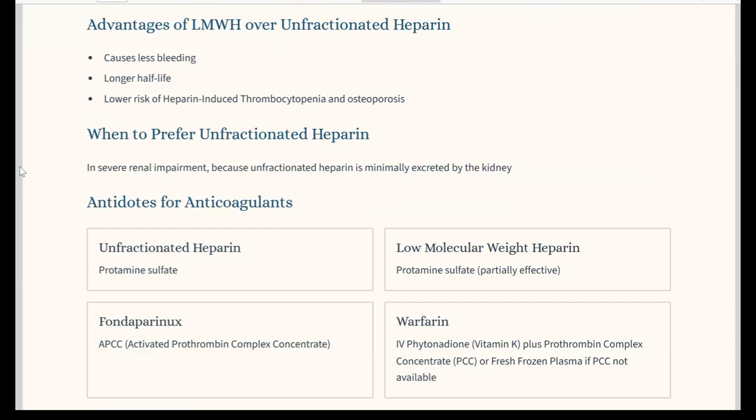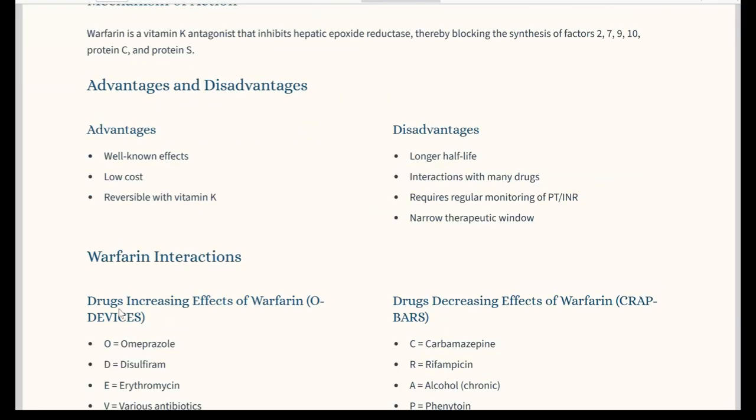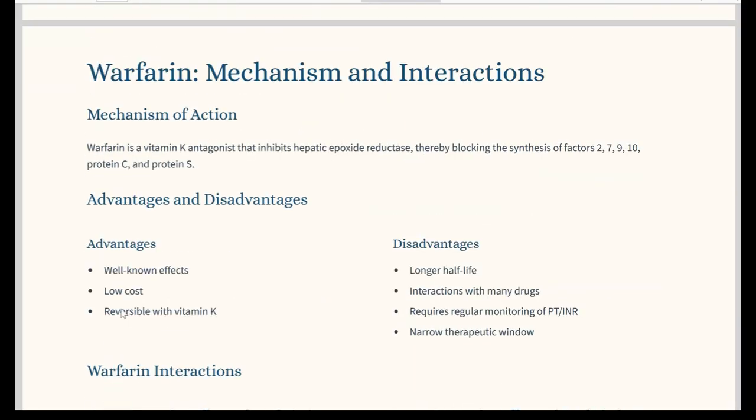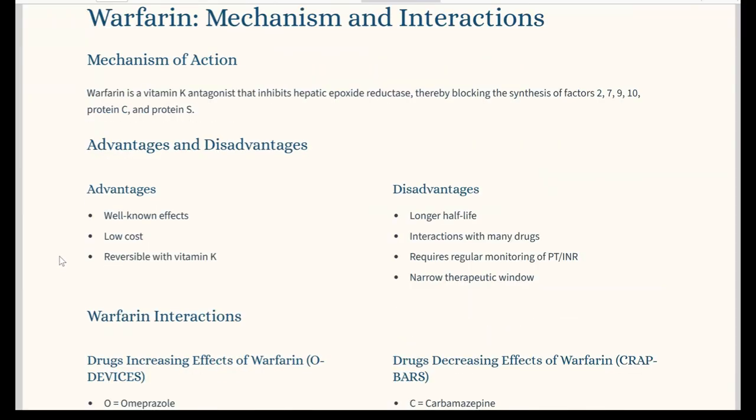The reversal agents are important. The rest you can all read. I'm just going through this file so that I can point out all the MCQ that you will have from this file and what to focus on.